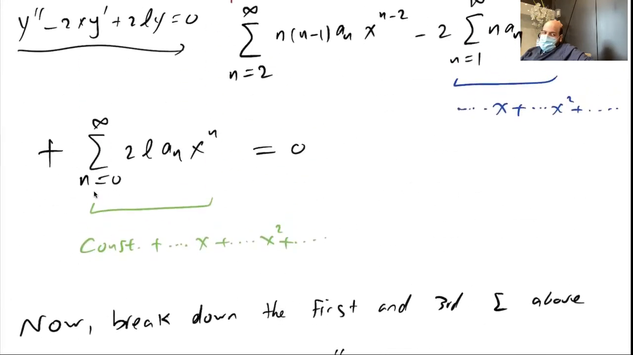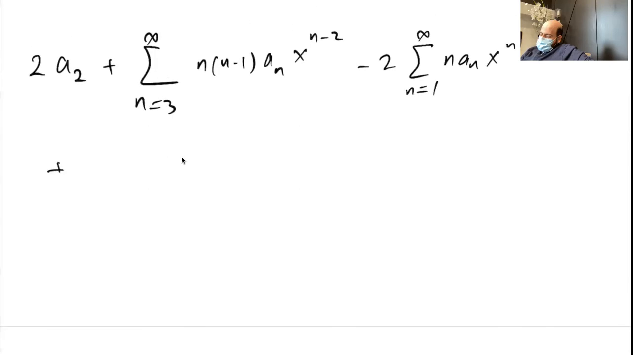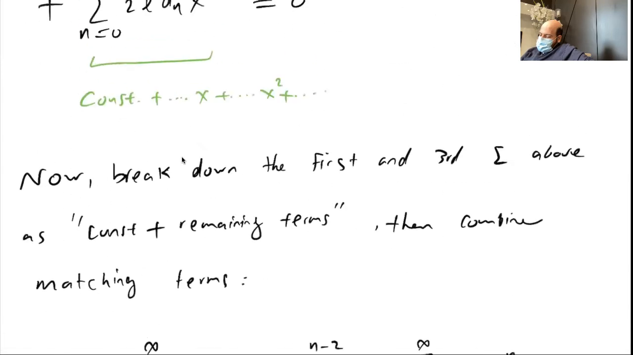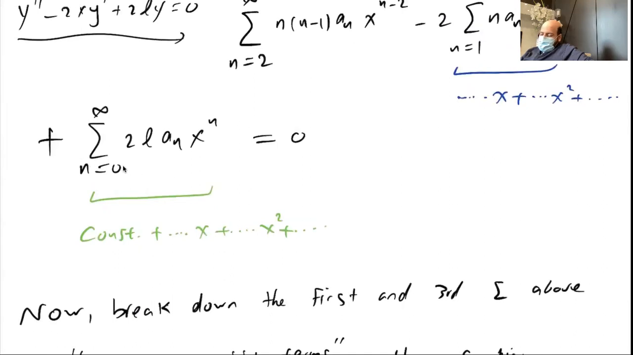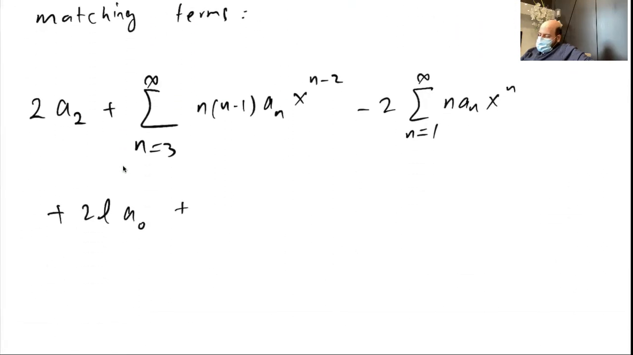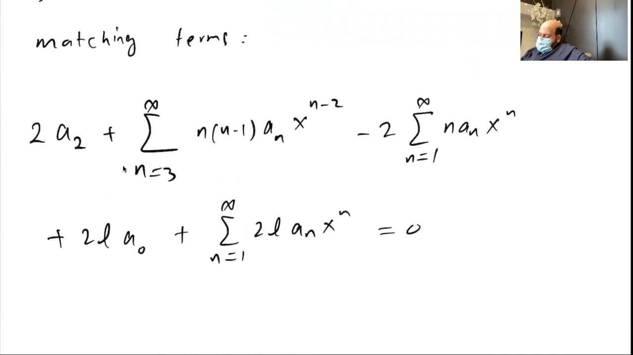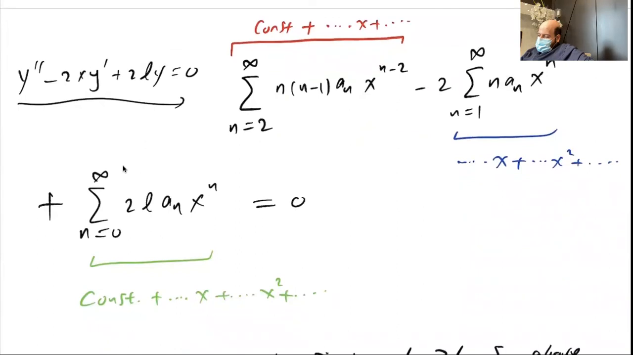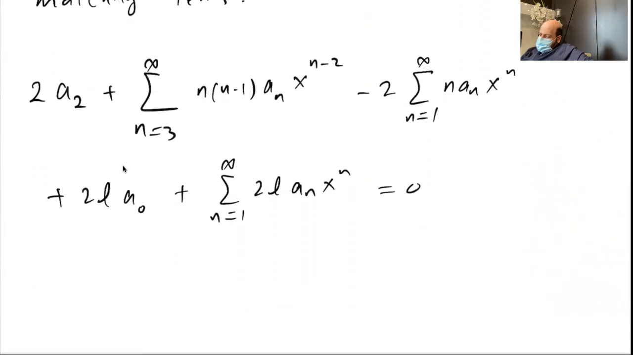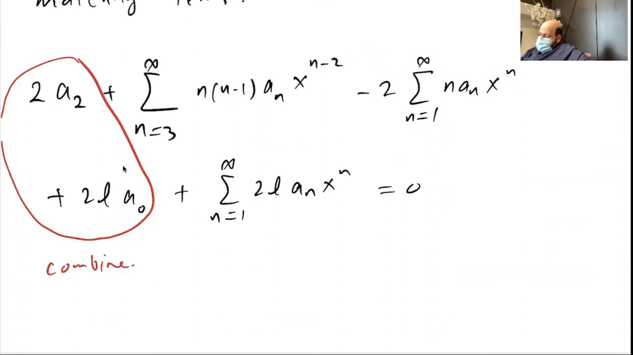And then for this sigma, I can break it down again, constant term. N is 0, I'll have 2la0. So plus 2la0. And then n from 1 to infinity of this sigma, so plus 2l a n x to the power n from 1 to infinity equals 0. So now these two terms can be combined together. And then the remaining can be combined.